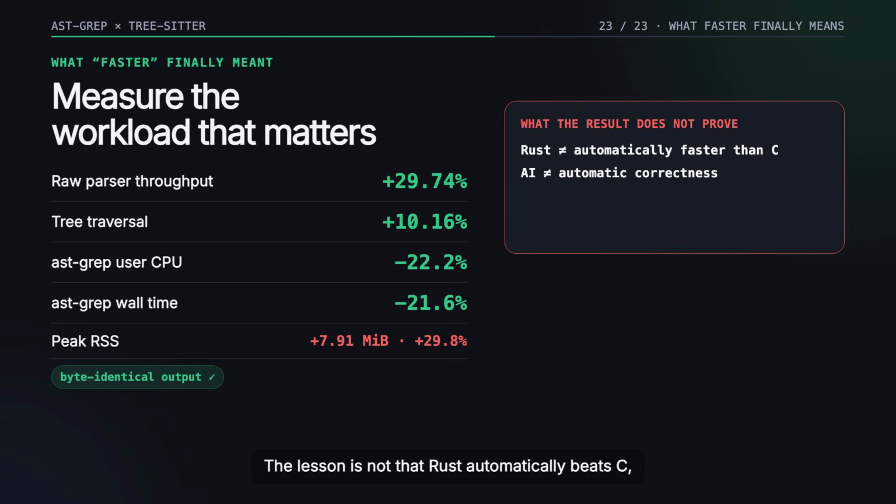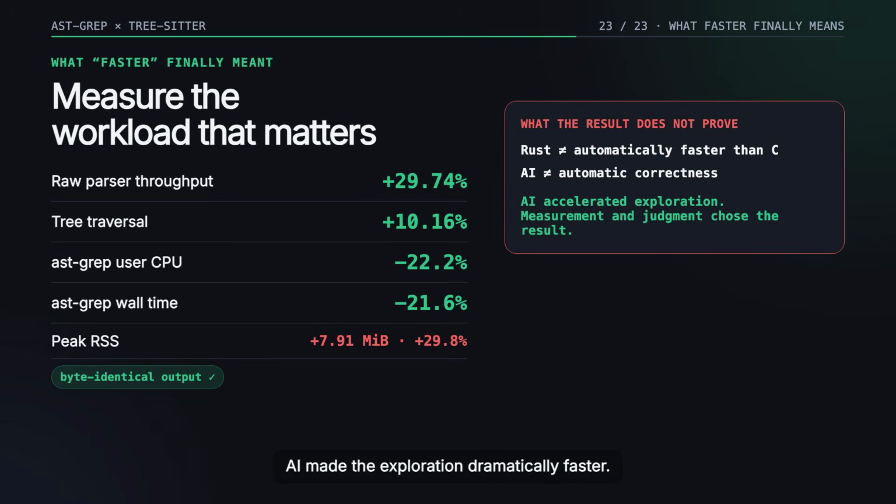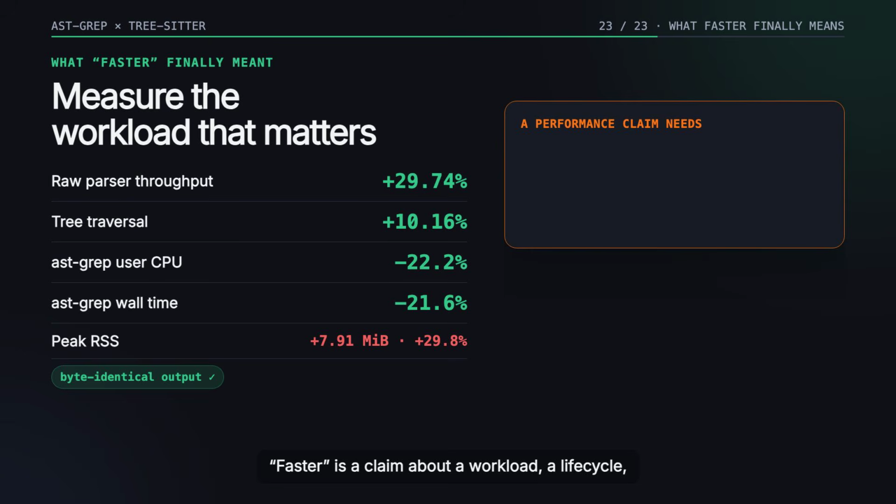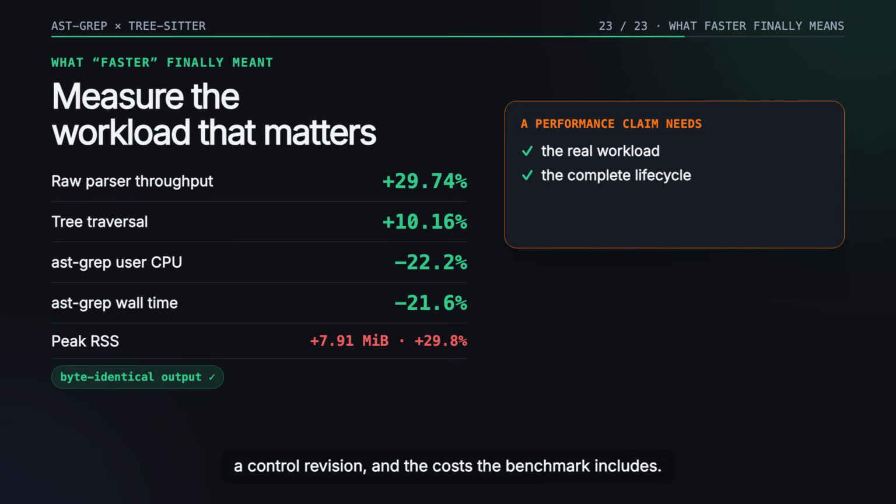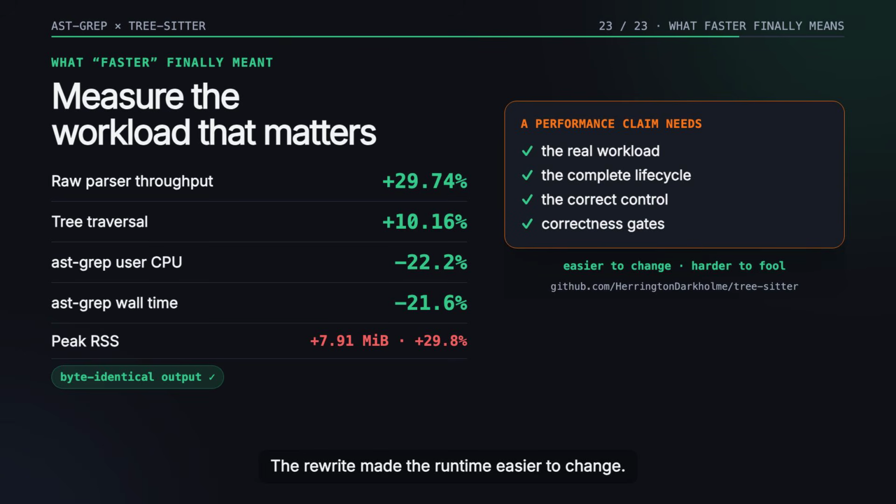The lesson is not that Rust automatically beats C, or that AI can safely rewrite any mature system. AI made the exploration dramatically faster. It did not decide which result was correct. Faster is a claim about a workload, a lifecycle, a control revision, and the costs the benchmark includes. The rewrite made the runtime easier to change. The experiments made it harder to fool. That was the real optimization.